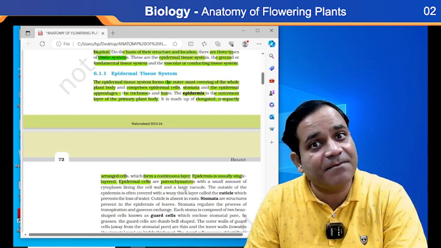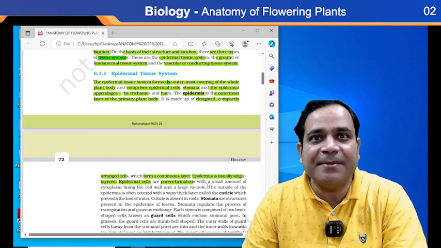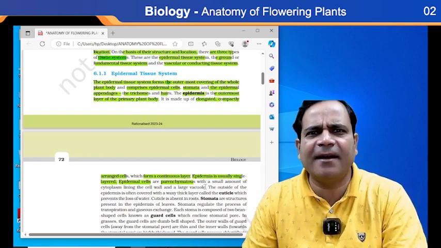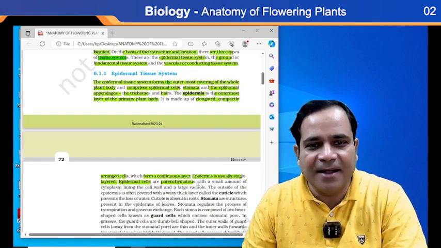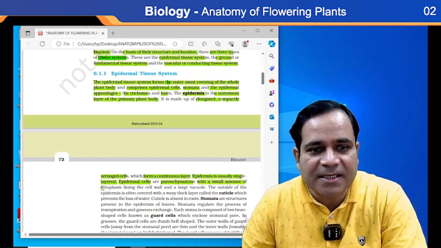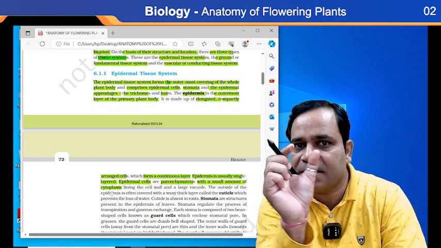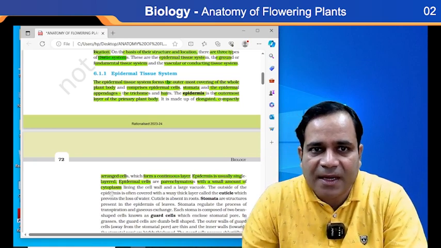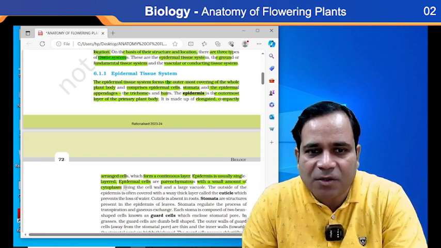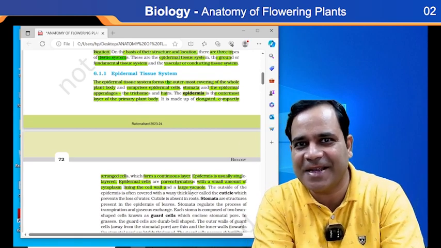This is the simple tissue: parenchyma, collenchyma, sclerenchyma. Here I'm saying parenchymatous, with a small amount of cytoplasm, not a very large amount. The small amount of cytoplasm is lining the cell wall, and there is a large vacuole. See what I'm saying.